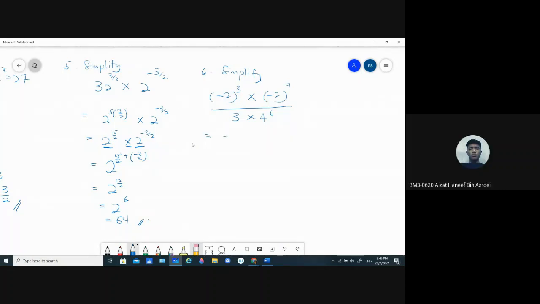It will become negative 2 to the power of 3 plus 7, which is 10. Correct. Over, what can we do with the denominator? Can we change anything? The 3, we cannot do anything about it, okay? This one, can we do anything about this? Yes, how? What do we write? 2 to the power of 2, to the power of 6, so 2 to the power of 12, correct? So we have negative 2 to the power of 10 over 3 times 2 to the power of 12. Okay, now what do we do?